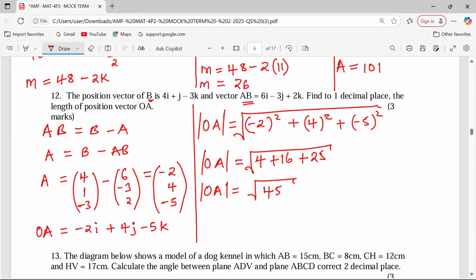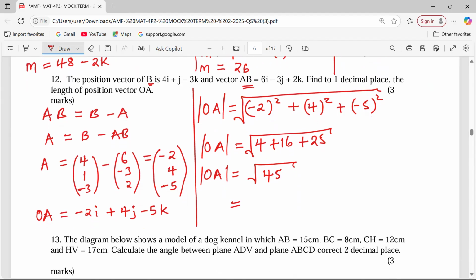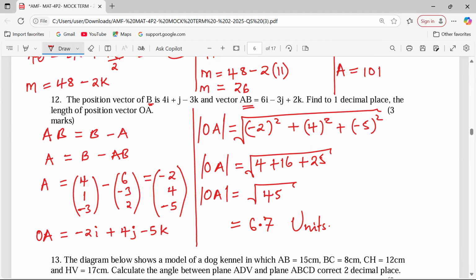We can't leave it as a surd because we've been told to 1 decimal place. Therefore, the square root of 45 can be obtained. This gives us 6.708, that means 6.7 to 1 decimal place. That's it. So now we have the magnitude of the vector in question. Very simple.